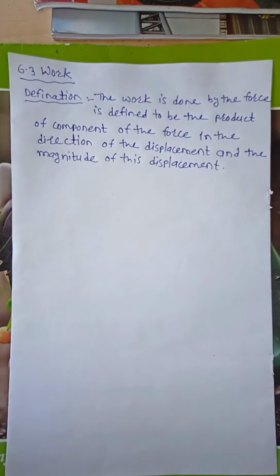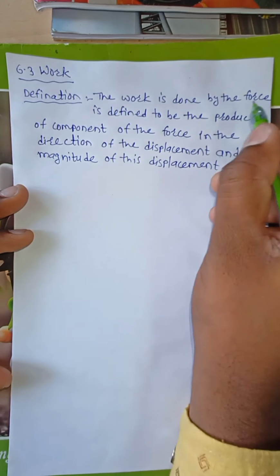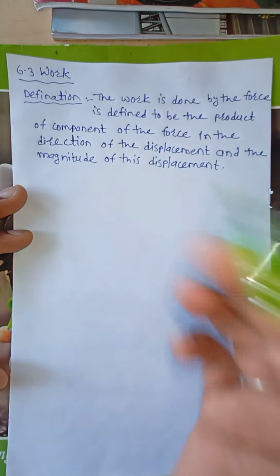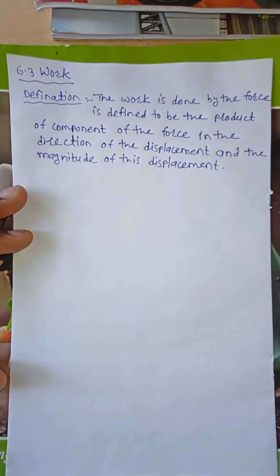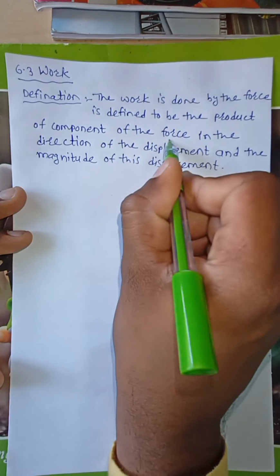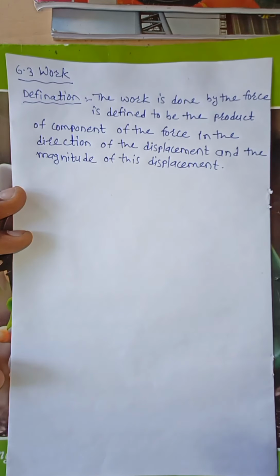Work done means the component of force along the direction of displacement and the displacement. The work done is the product between the component of force along the displacement and the displacement.